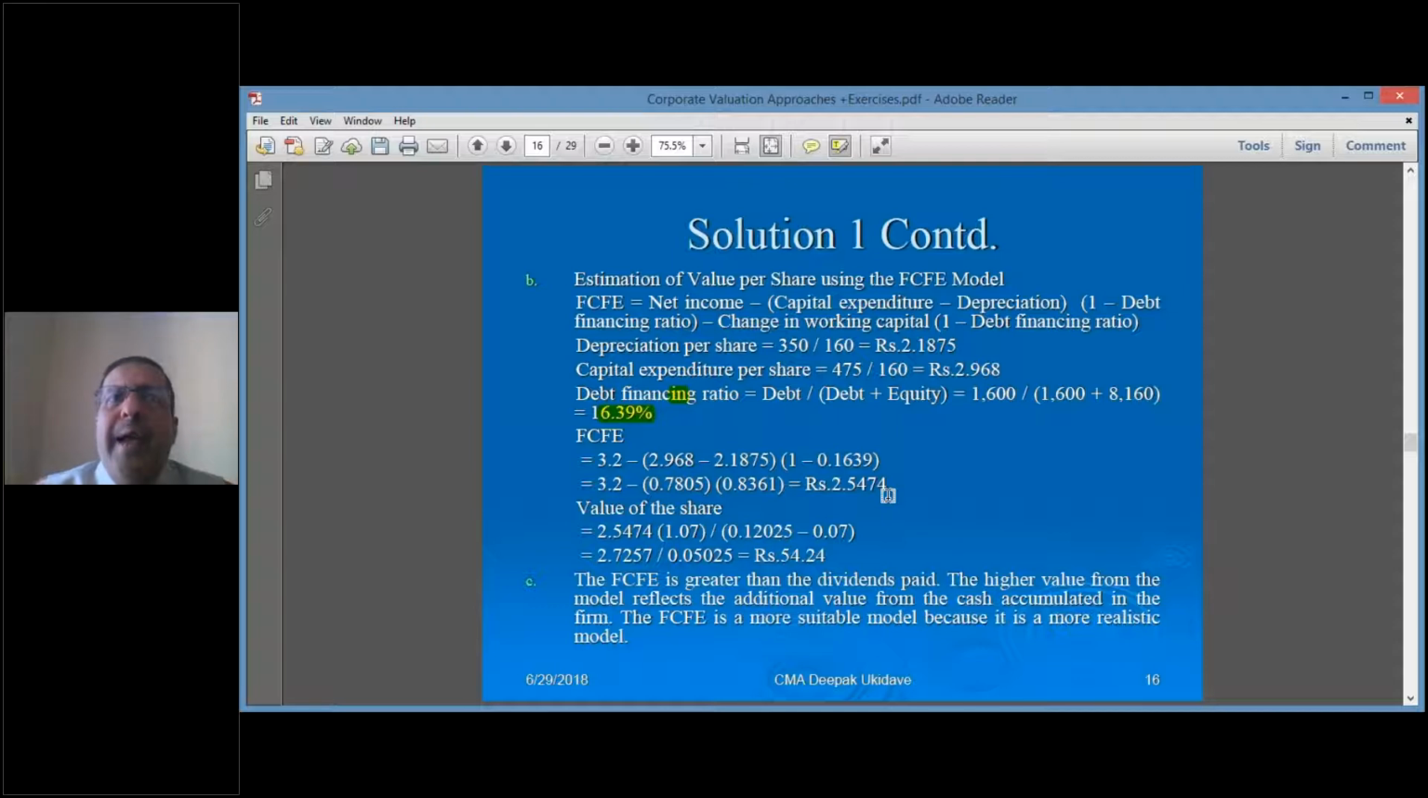To this NOPAT, you will add non-cash expenses like depreciation. So add depreciation, and NOPAT is converted to CFAT, cash flow after tax. This cash flow after tax that you arrived at is only cash flow from operations, but before adjusting for working capital.